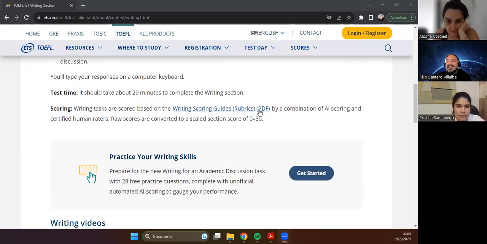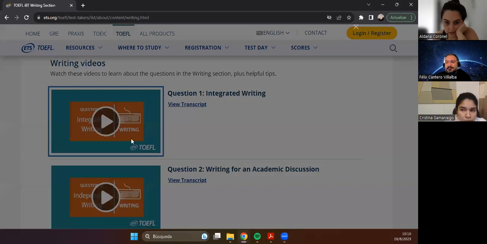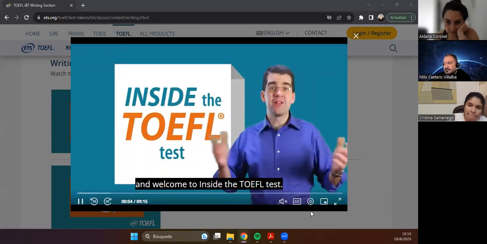And the guidelines, the rubrics are available here on the ETS website. TOEFL, test takers, iBT, about content. And then you have all the information. This is also going to be available. It is already available in the reading section, but you can just navigate that page. And let's see what integrated writing or task 1 is about.